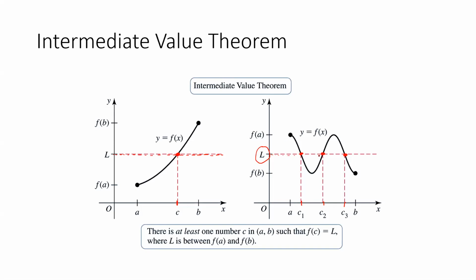I think it makes a lot of sense when you look at the picture because it's clear that if I draw a continuous graph, it has to be one connected piece. So it's going to hit all the values in between f of A and f of B. It's never going to skip over any points, right? So that's all the intermediate value theorem says.